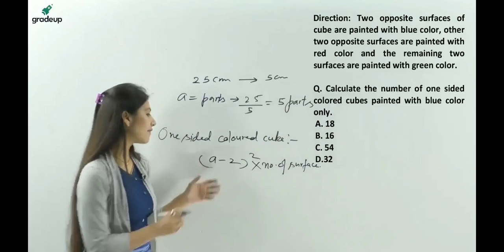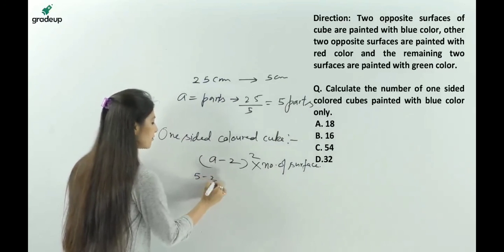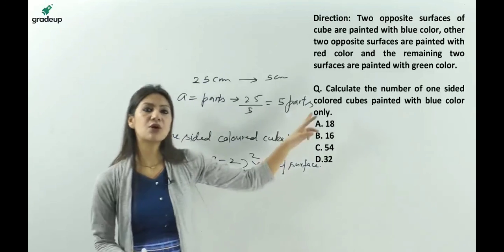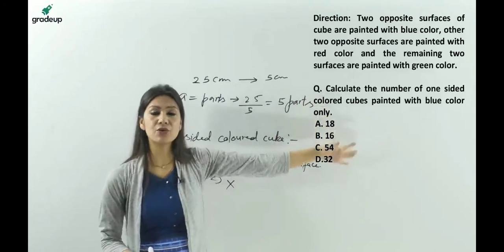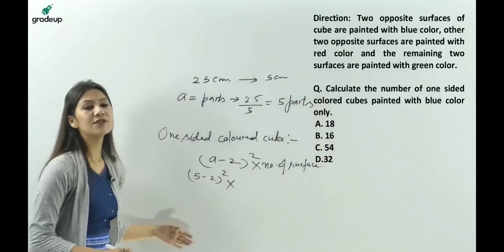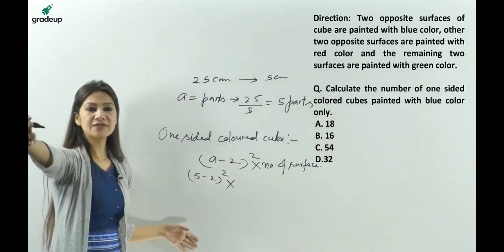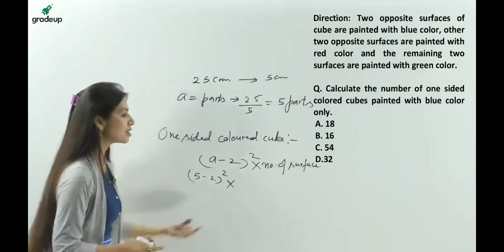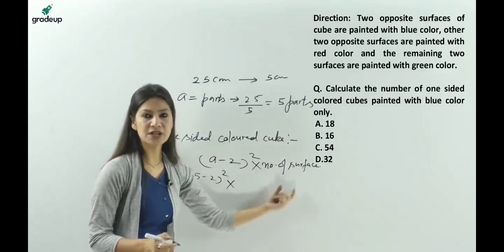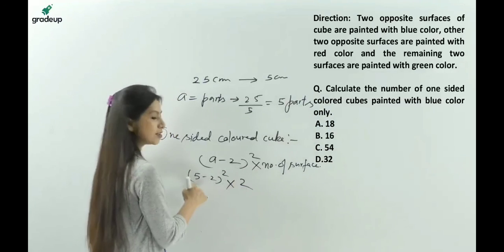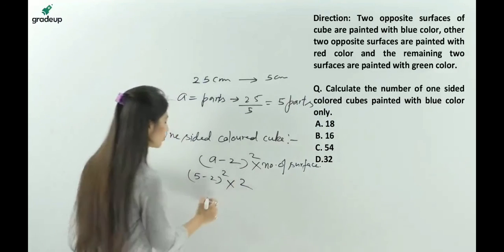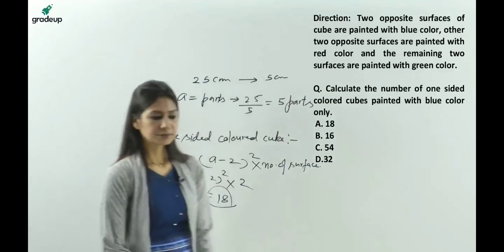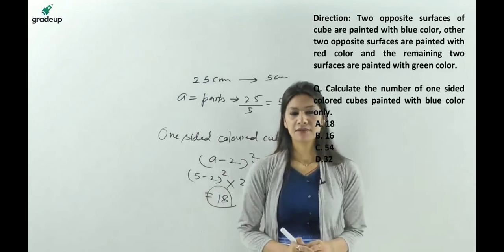So right now the value of a is the same, that is (5 minus 2) whole square. Now the number of surfaces: you are going to check those cubes having blue color only. This is the front wall which is blue, and just opposite of that one is also blue. So I am having only 2 walls of blue color. Instead of writing 6 for number of surfaces, you will write 2 only, right? So 5 minus 2 is 3, square is 9, into 2, that's equal to 18. That's it. Is that clear to everybody?